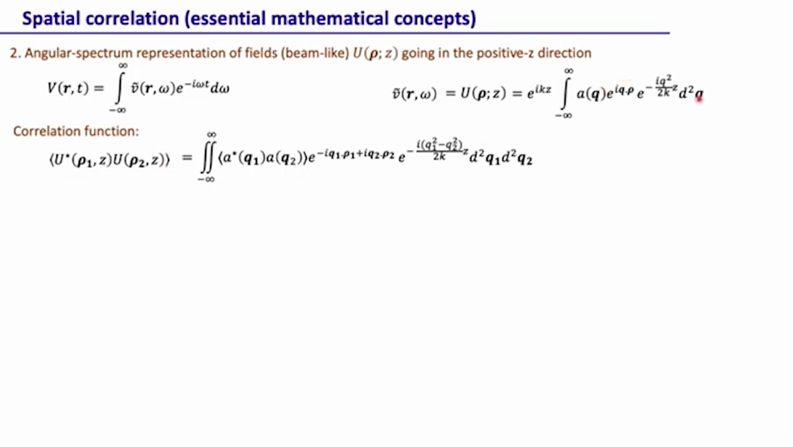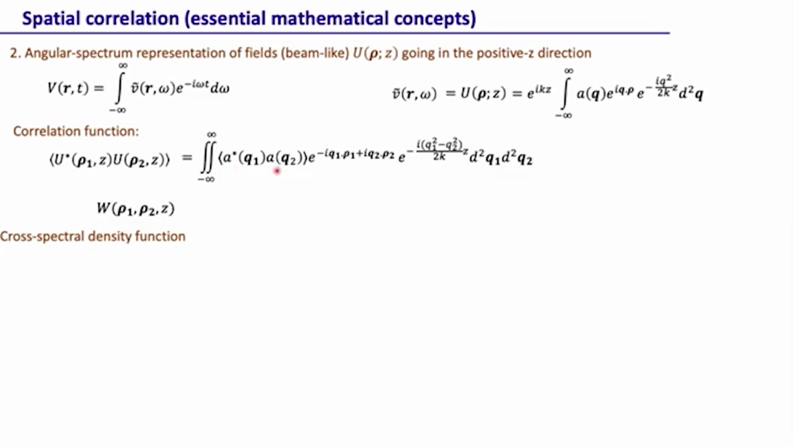So all these quantities are non-random quantities. The only random quantity is A(q), so the ensemble average is only over this one. So we have A star(q1), A(q2), and the remaining ones are like that. This one is called the cross spectral density function, W(rho1, rho2, z). Now we can write like this.